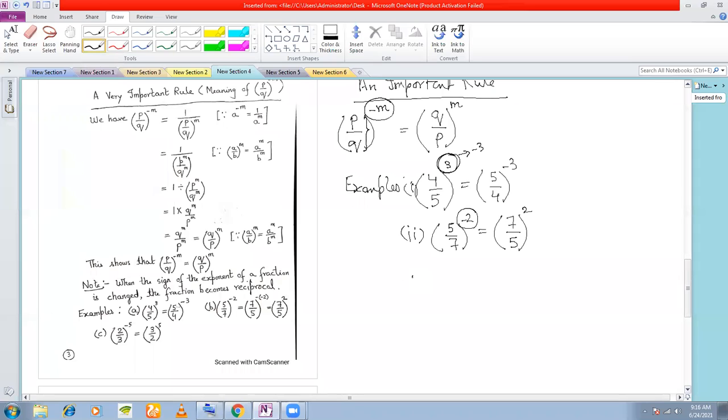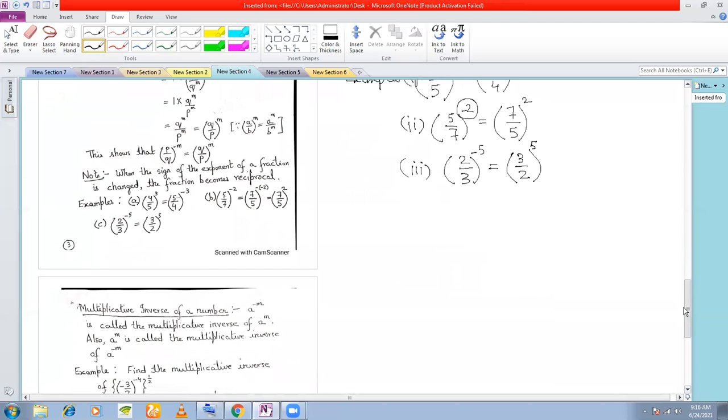Okay. Third example, let us say 2 by 3 to the power of minus 5. Again, negative power. I want to make this a positive power. So what I do is I write this as the reciprocal. Reciprocal of 2 by 3 is 3 by 2. And then I make this power positive, to the power of 5. Okay. So that is what this rule is.